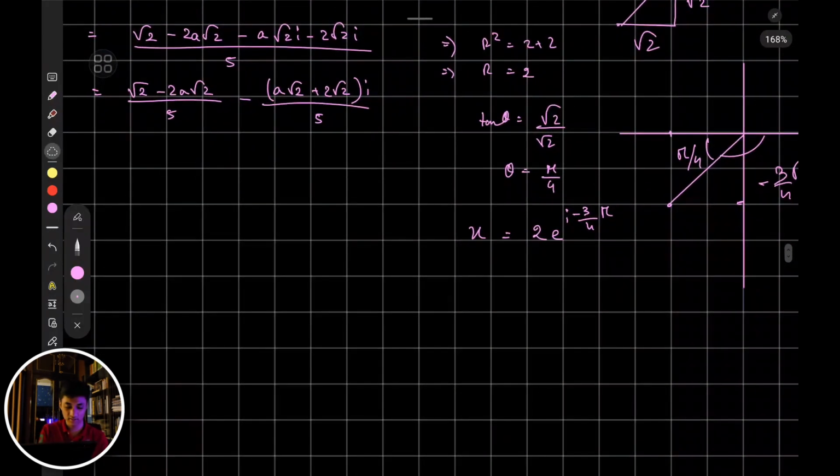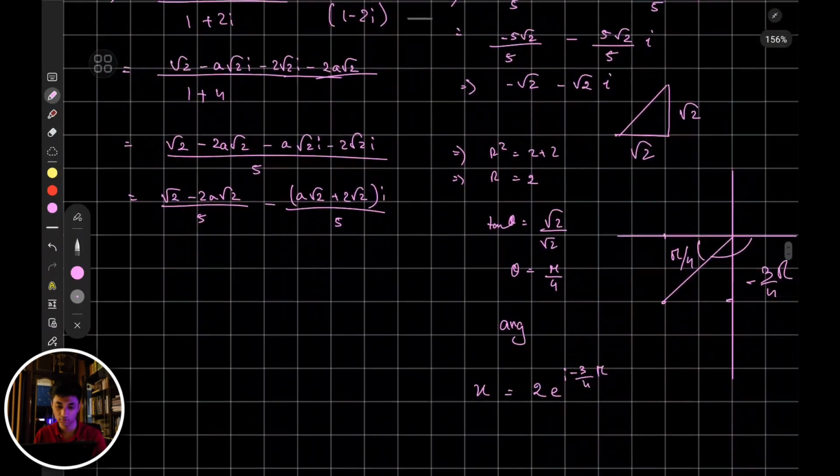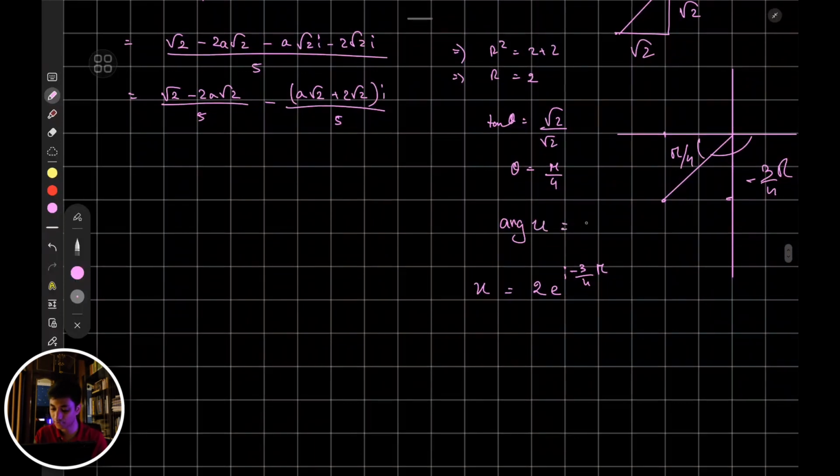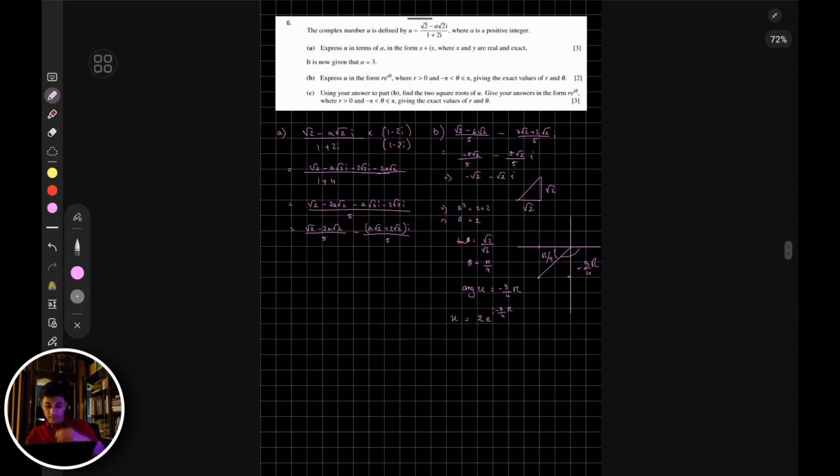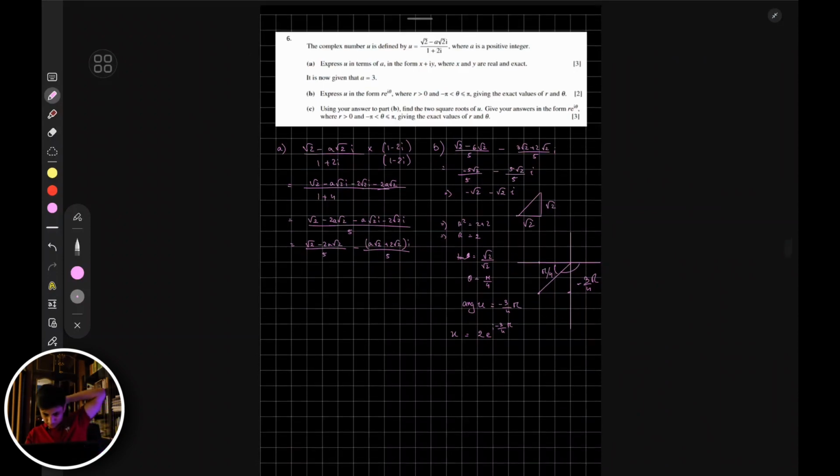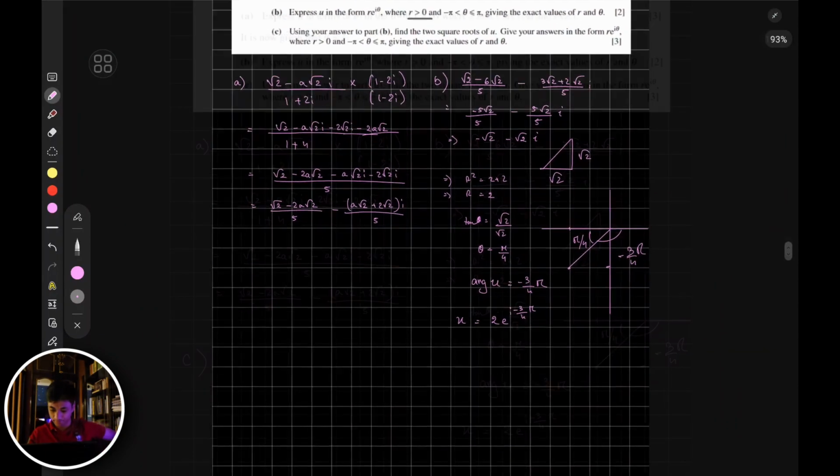Theta can be said to be pi by 4, and the argument is going to be arg of what? u. Arg of u is going to be minus 3/4 of pi. Great. So if that's the case, you've done part B.